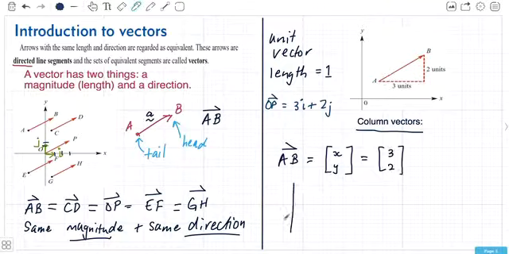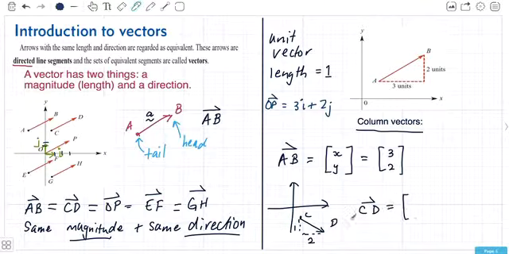If you had a vector, say for example, something like this, we had CD going down, and let's say it was 2 units across and 1 unit that way, you can see that for CD, the column vector that represents this, you're going across 2, so it's positive, but you're going down 1. You're going in the negative direction for y. So that would be a negative 1. So you can have positive and negative values. You can also have zeros as well.